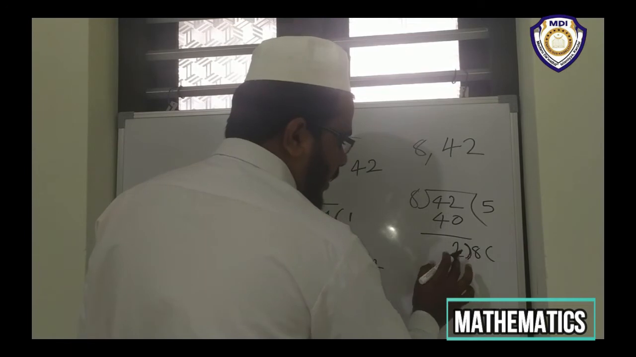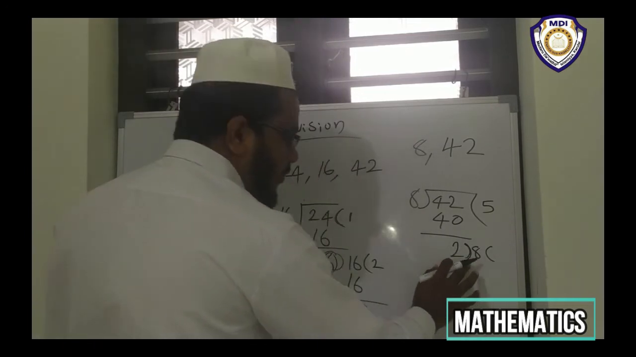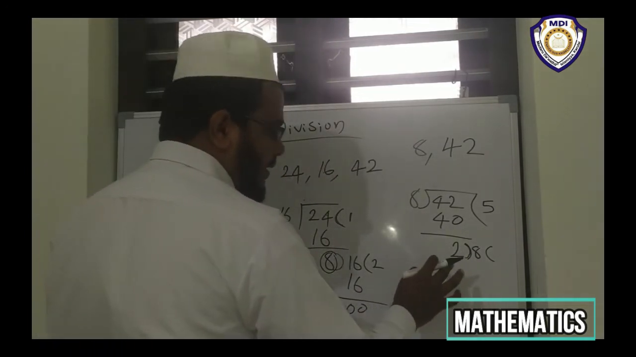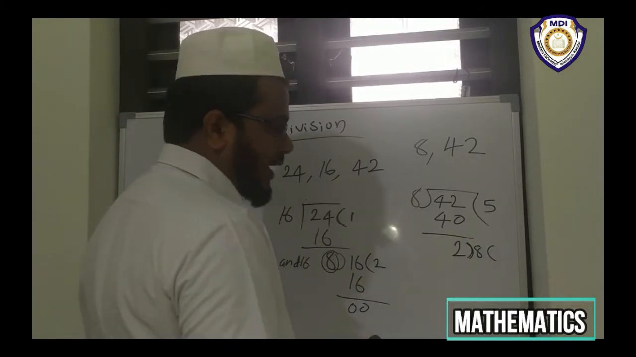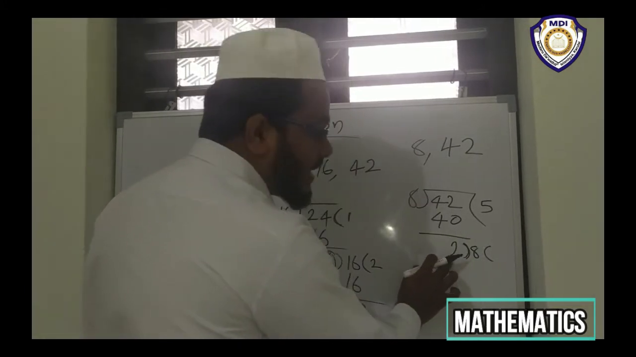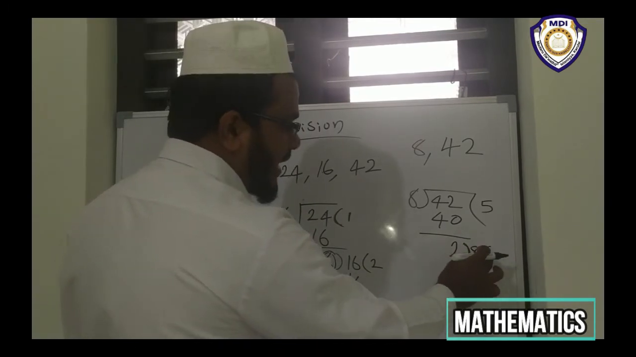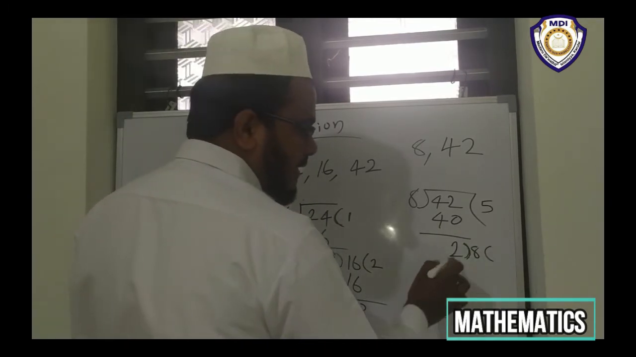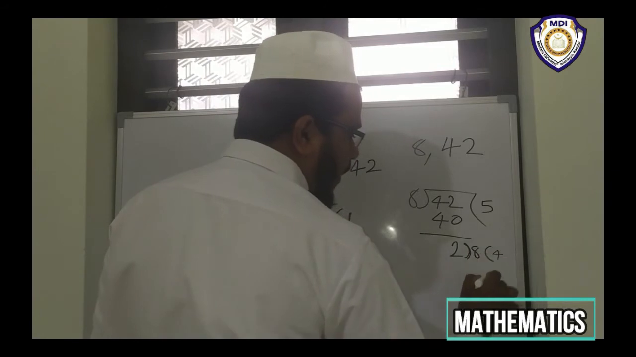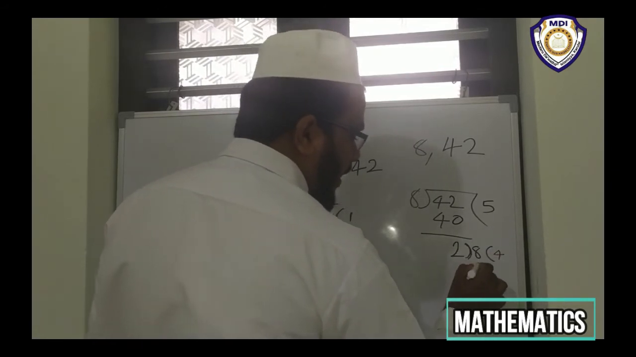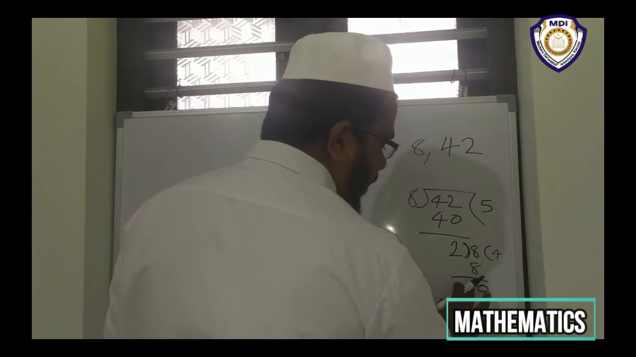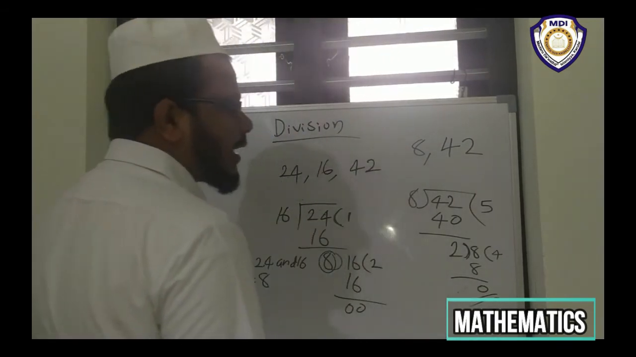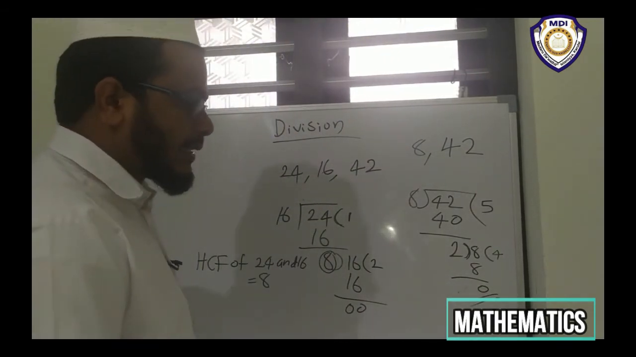Here this is the sign between divisor and dividend. Then 2 is the divisor here, 8 is the dividend. The quotient is 4. 4 into 2 is 8. Then 0. That is the last step.